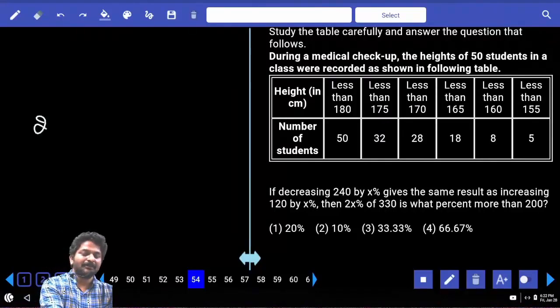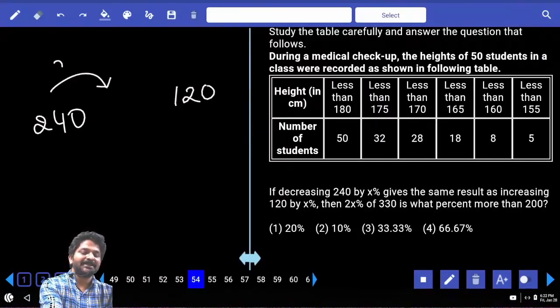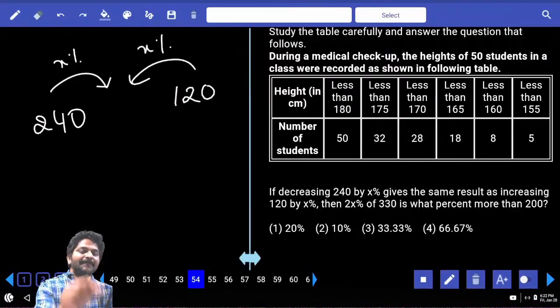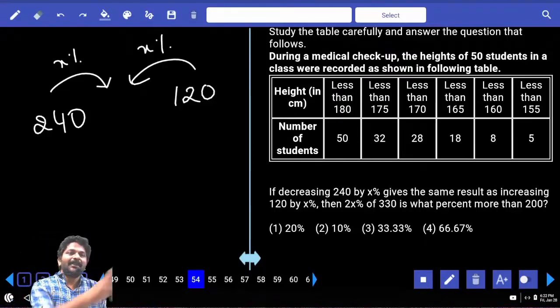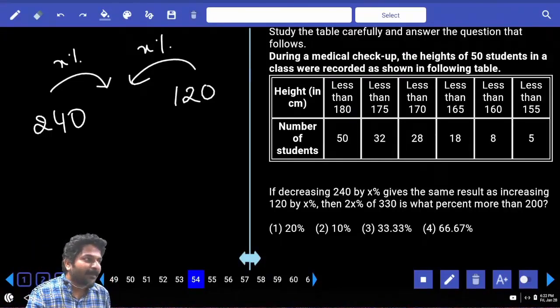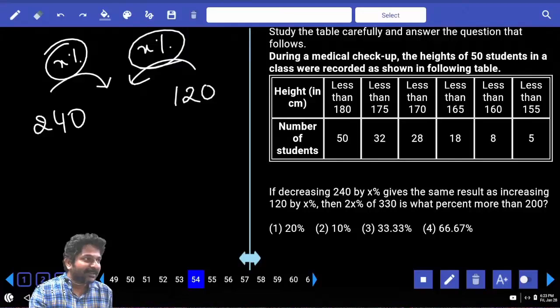So now there are two numbers, 240 and 120. You need to decrease this number by some percentage and increase 120 by the same percentage. First we have to identify what that x value is. When the percentages are the same, we can convert the percentage to a fraction also. If it is p by q decreasing, this value is also p by q increasing. When you have the same percentage, the fraction will also be the same.